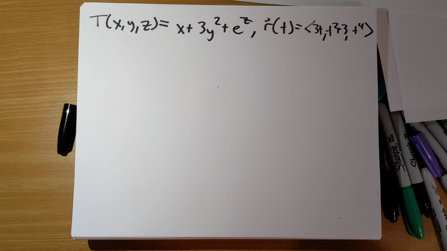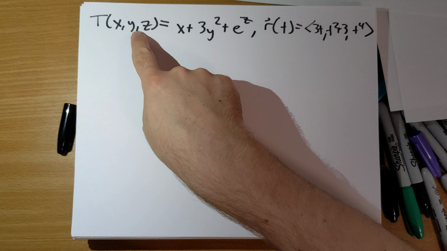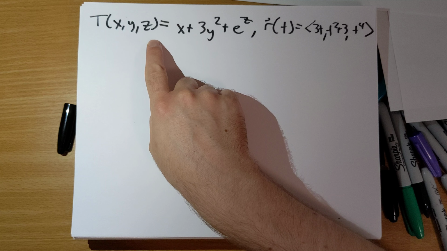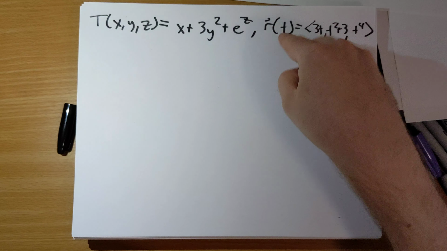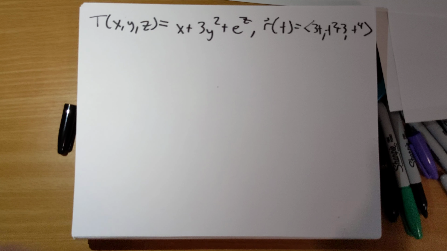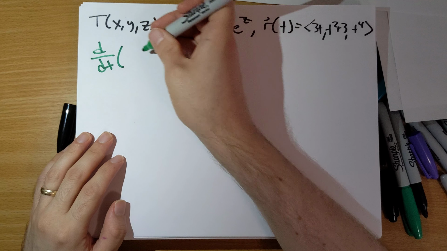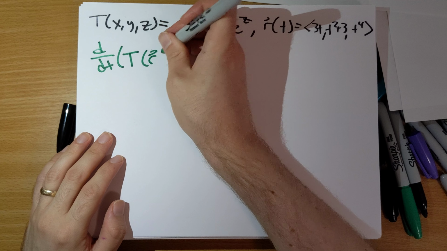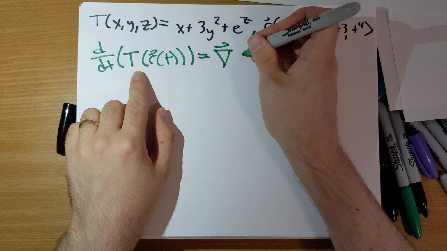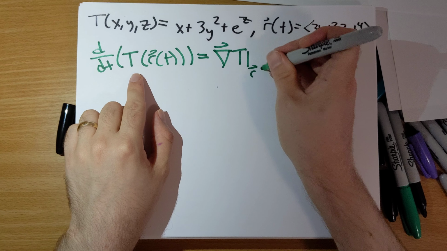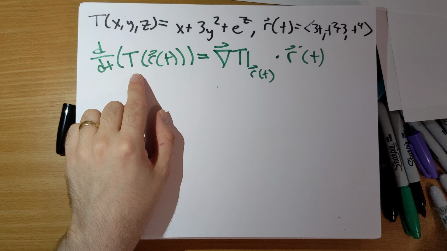Problem number 27. Use the chain rule for paths to compute the derivative of T of r of t with respect to time at t is equal to 1. Here's T, here's r of t. What does the chain rule for paths tell us to do? The derivative with respect to t of T of r of t is equal to the gradient of T evaluated at r of t dot product r prime of t.